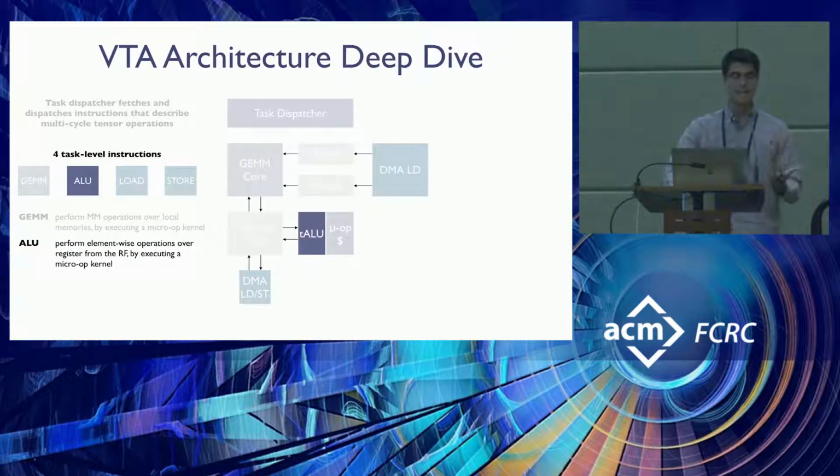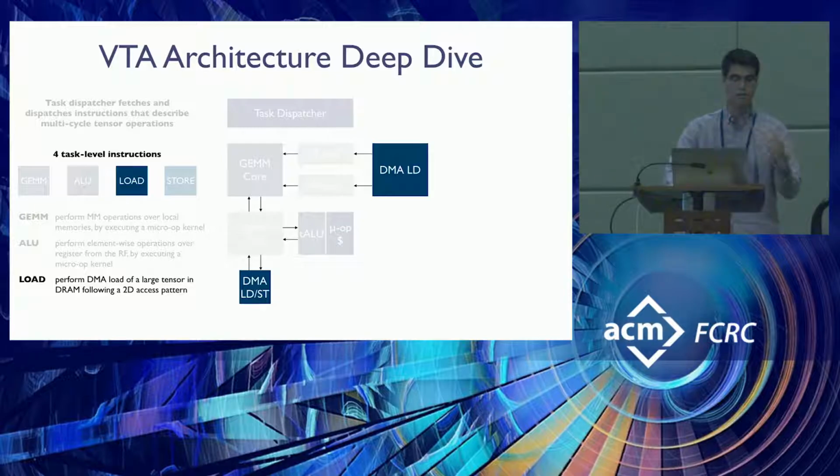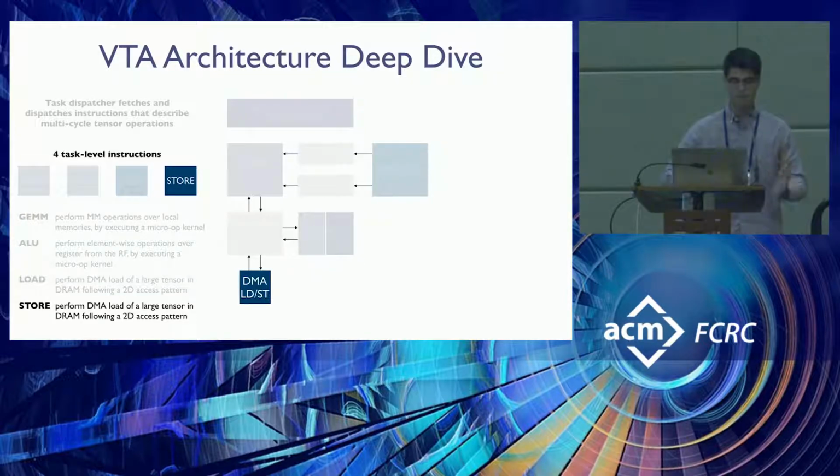We also have the ALU for less dense operations, things like ReLU, bias add, and batch norm that you have in a lot of those vision models. And then finally, we have our memory DMA operations like load and store that do bulk memory transfer to and from DRAM and SRAM.